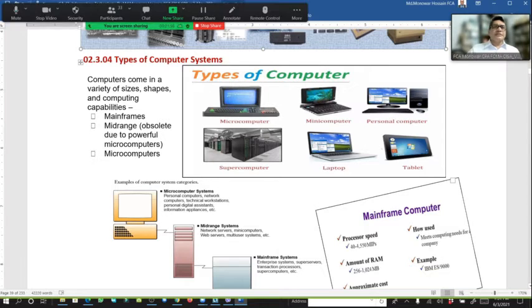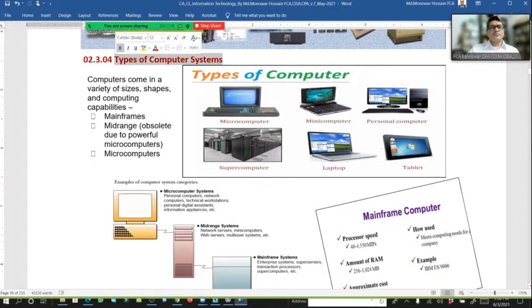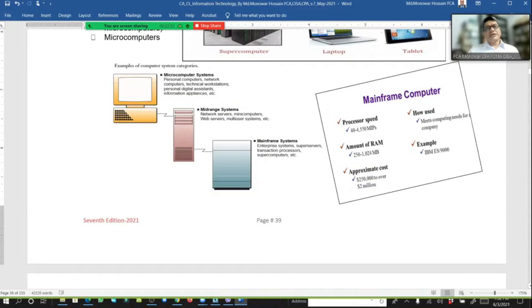Now if we see the types of computer system, we can say there are different types. If we see the picture here: microcomputer, supercomputer, minicomputer, personal computer, laptop, tablet, etc. But basically they are categorized based on size. So here some are mainframe computers, some are mid-range computers, some are microcomputers. We can basically categorize this way.